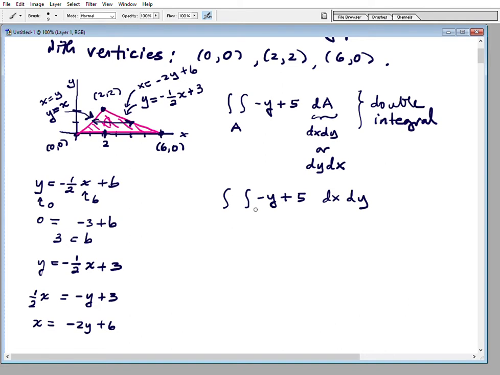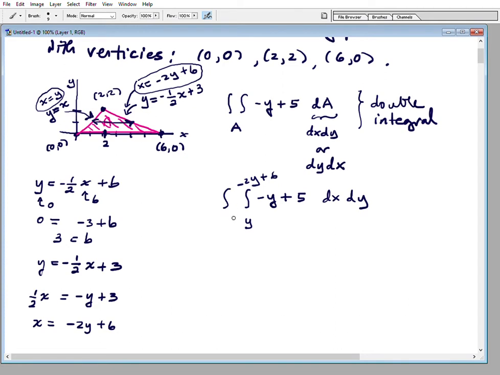All right, so since we're doing x limit of integration, we need these to be solved for x. X equal y on this side, and x equal minus 2y plus 6 on this side. So x is going from left to right. So left, we have x equal y. Right, we have x equal minus 2y plus 6. So those are our limits of integration.